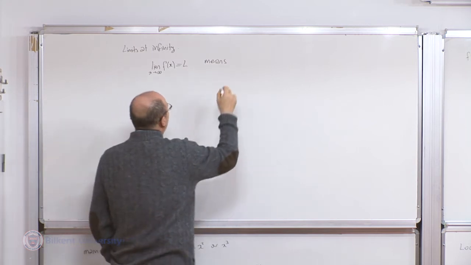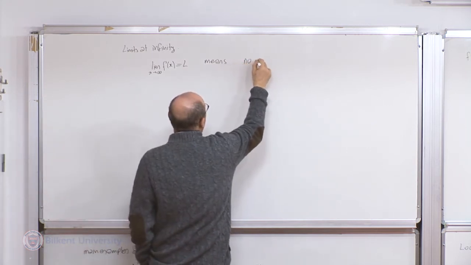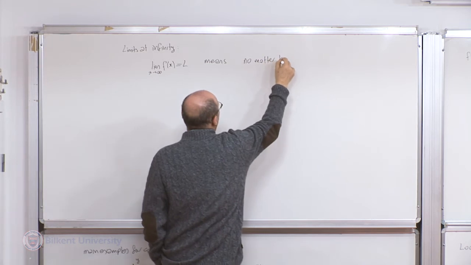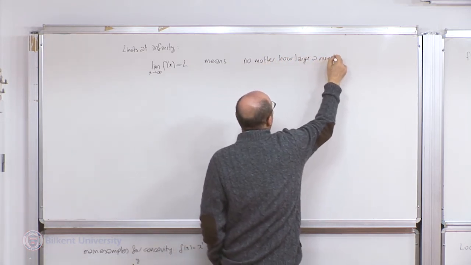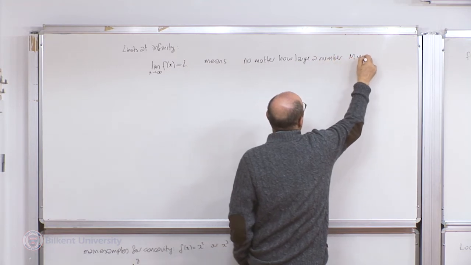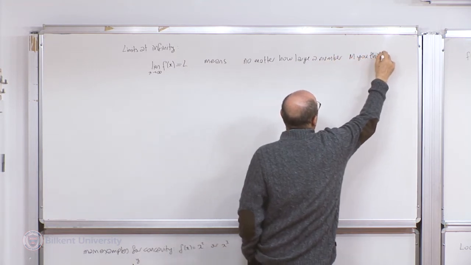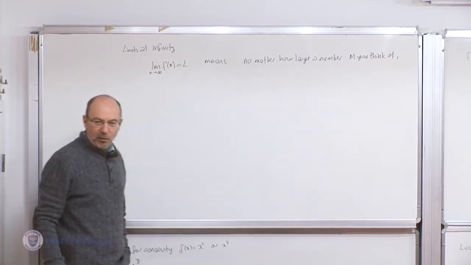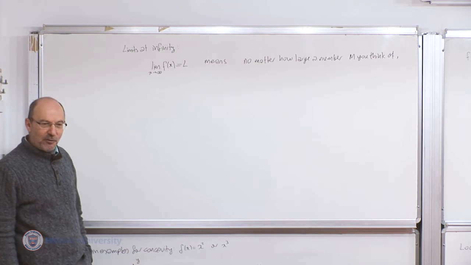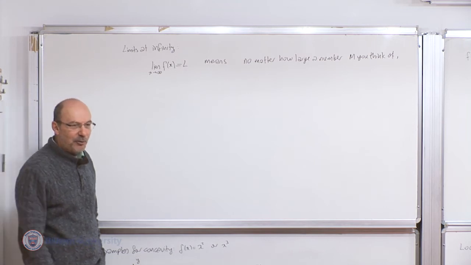Means that no matter how large a number you think of, okay, so remember we play games: think of a number, divide by 2, add 5, tell me the result and I'll tell you the number.